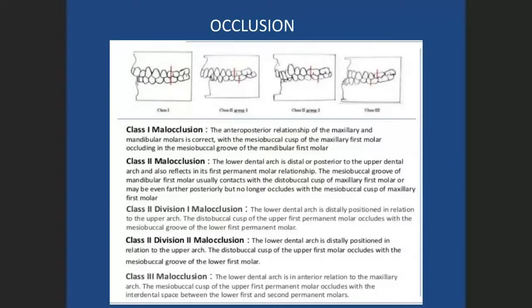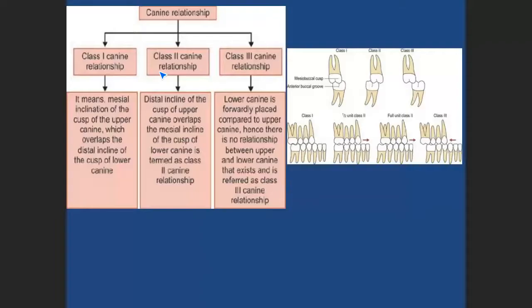Occlusion. I'll just explain it with the help of this picture. In class 1, the mesiobuccal cusp of the maxillary first molar falls on the groove of your mandibular first molar. In class 2, the distobuccal cusp will fall in the groove of your mandibular first molar. Whereas in class 3, the mandible is prognathic, it's ahead of the maxilla. Sometimes the molar is not present.